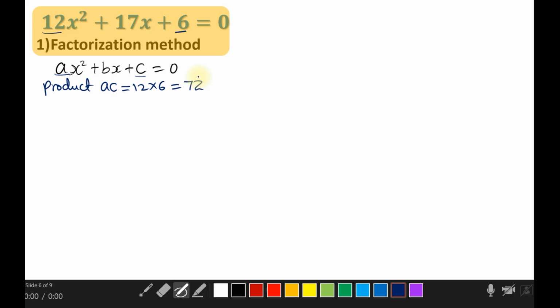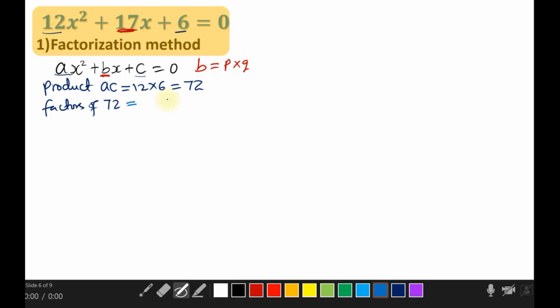Then we require to find the factors of 72, that's the product AC, such that if we add the two factors, it should give us B. If, for example, the two factors are P and Q, when we add them, it should give us B. So in other words, we find factors of 72 such that if we add, it gives us 17. So we can try several.